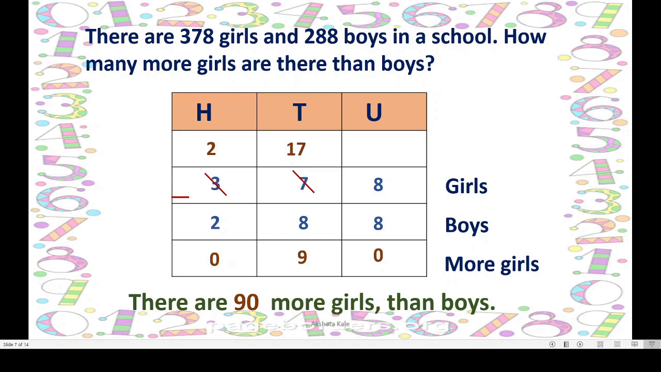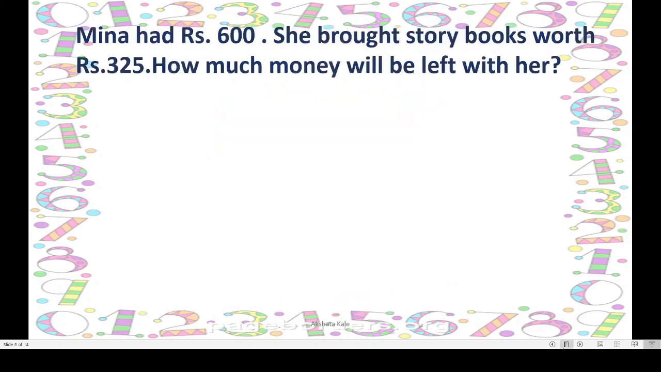Okay? We will try two more. This is our second sum. Meena had rupees 600. She brought storybooks worth rupees 325. How much money will be left with her? Yes, try to understand the sum. Meena, a girl, she had rupees 600. She purchased some storybooks and she paid rupees 325 to the shopkeeper. Now we have to find out what is the amount left with Meena.